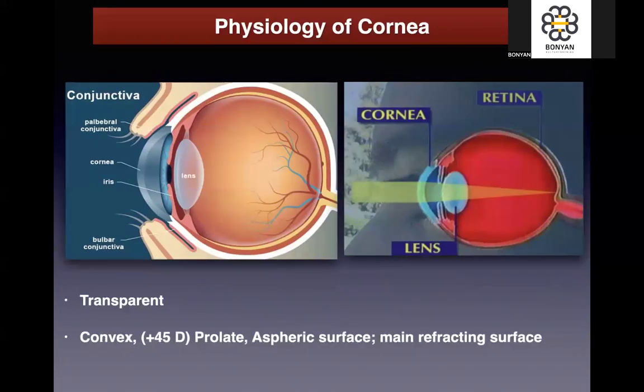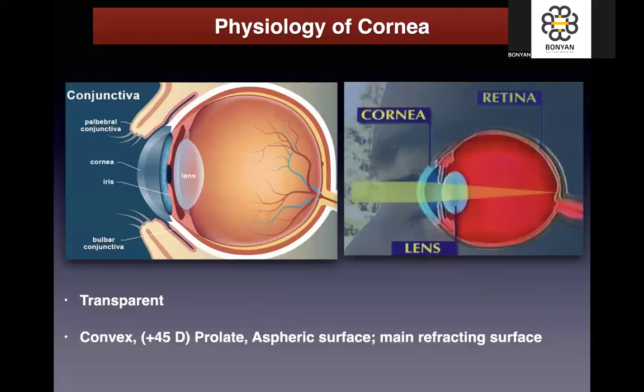What about the physiology of the cornea? Simply, it's transparent, so transparency is important for the vision and refraction of light. It's convex, so its power is around 42 to 45 with an average of 43 diopters, a convex lens. So it's a prolate and aspheric surface to help refraction of the light with a very minimal degree of high order aberrations. So it's the main refracting surface of the eye.